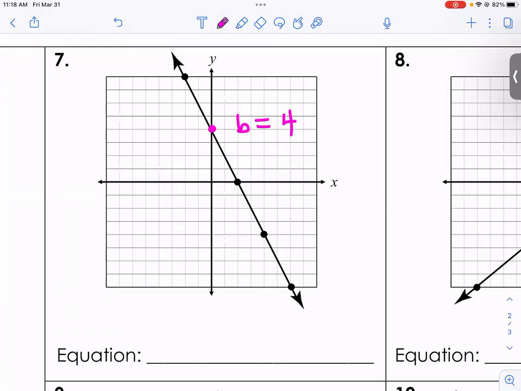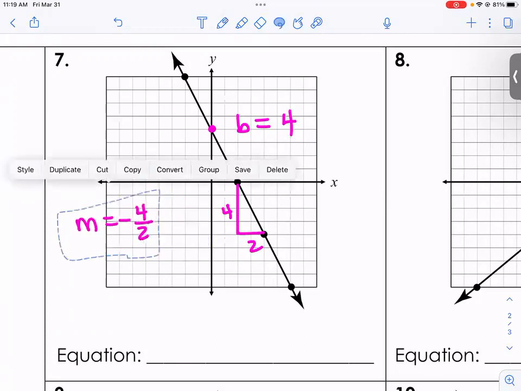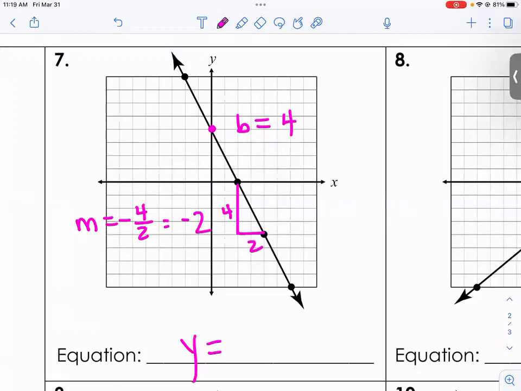Thanks, Arislan. You do a very nice Mrs. Holman impression. Okay, now what's our slope? We go down 4 over 2. But negatively, so -4 over 2. Can I keep it like that? No, we just talked about it, no, we can't. That's -2. So y equals -2x plus 4.